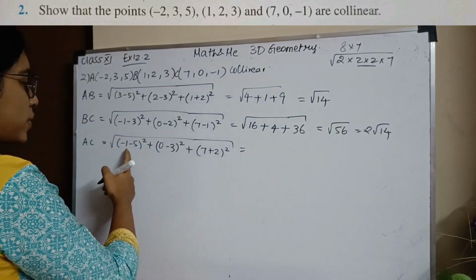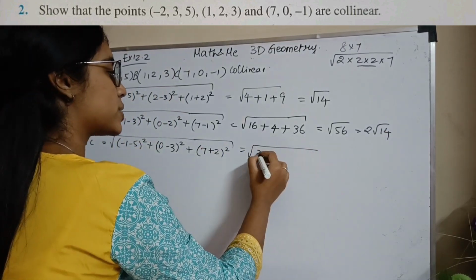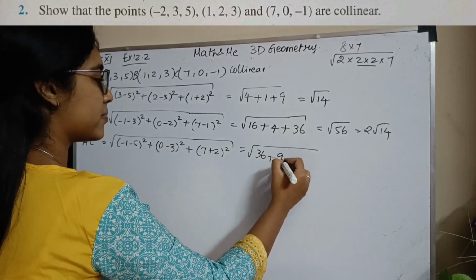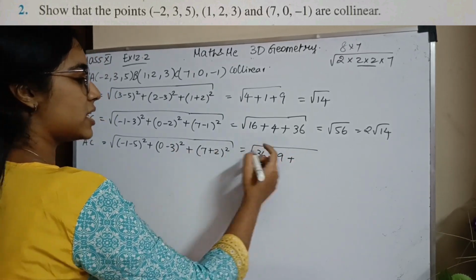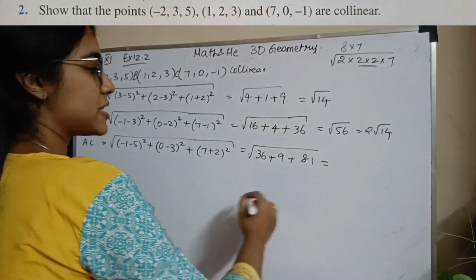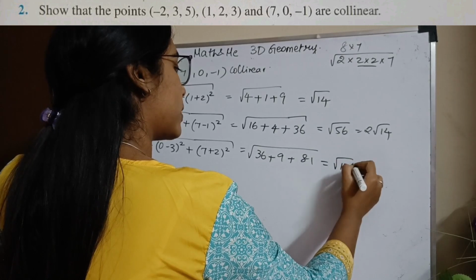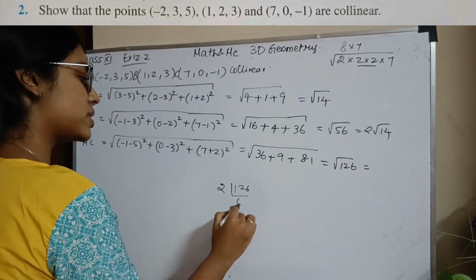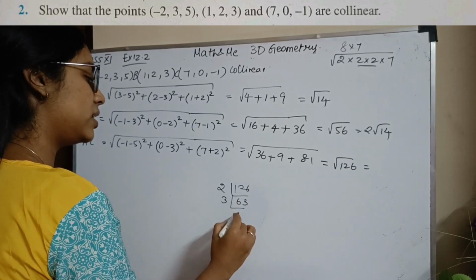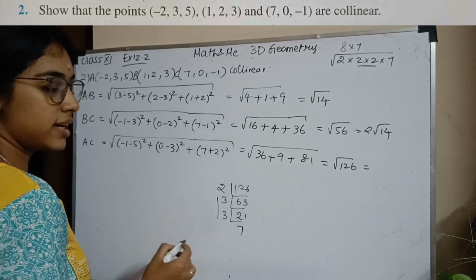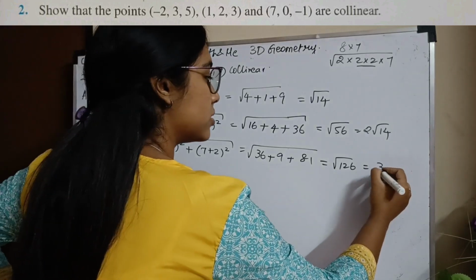Again, minus 1 minus 5, which is minus 6 the whole square, 36, plus 0 minus 3 the whole square is 9, plus 7 plus 2, 9, 9 square, 81. So I'll have 81 plus 9 is 90, 90 plus 36 is 126. So square root of 126, how can we write it? 126 prime factorization: 2 into 63, 3 into 21, 3 into 7. So taking 3 common, I have 3 root 14.